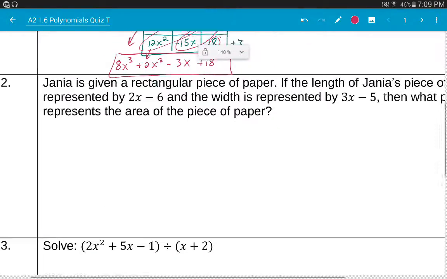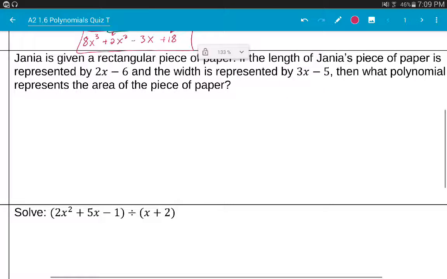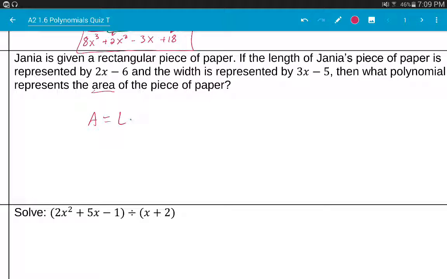Now, Janai is given a rectangular piece of paper. If the length of Janai's piece of paper is represented by 2x minus 6, and the width is represented by 3x minus 5, then what polynomial represents the area? So let's remember, area equals length times width. The length is this, and the width is this. So I have to multiply them.